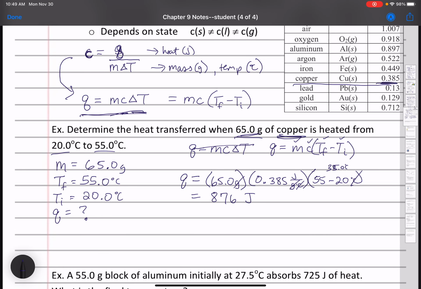And note that since the temperature was going up, okay, the heat also went up. The sign on our answer here is a positive sign, and that sign is important. Sign of Q is important. All right, and it will match the change in temperature.